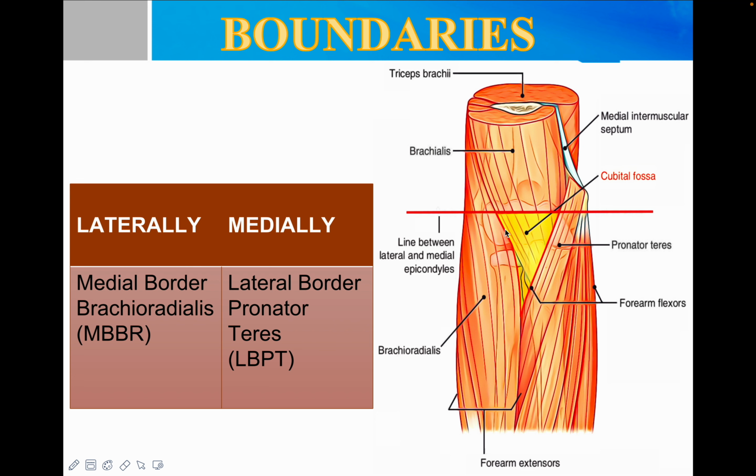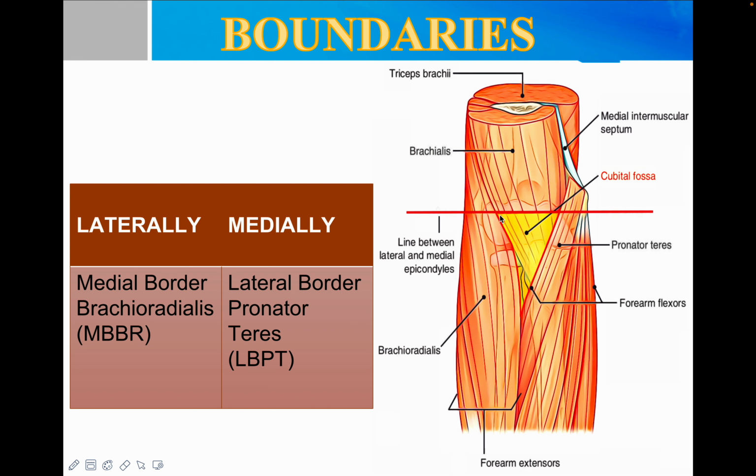Because it's a triangular space, it would have boundaries, that is a lateral boundary, a medial boundary, a base and an apex. Medial boundary is towards the medial epicondyle side and lateral boundary is towards the lateral epicondyle side. This is the lower end of the humerus, this is the upper end of the radius and the upper end of the ulna.